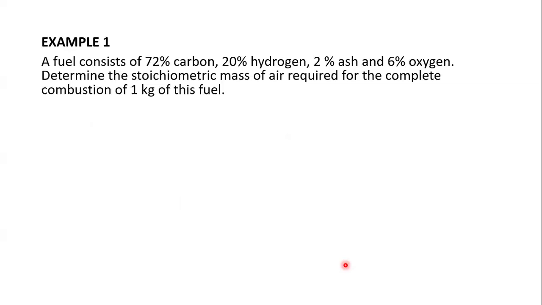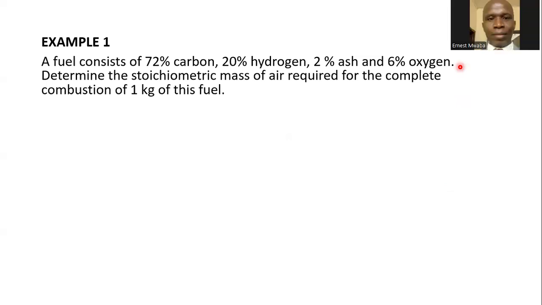Let's apply this in a typical example. So here is our typical example. It says we have this fuel. What it has is just 72% carbon, 20% hydrogen, 2% ash, and 6% oxygen. Very interesting elements and constituents there. So what they want us to do is to find how much air you need to burn just 1 kg of this.